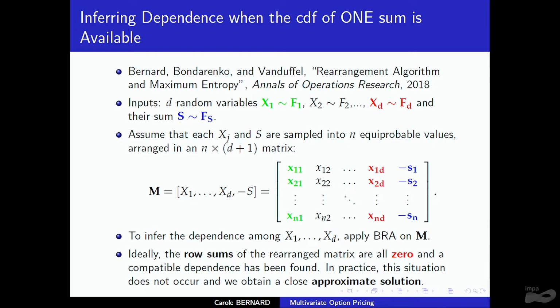In practice, because of the discretization, you will never get exactly 0, but you'll get things that are of the order of 10 minus 5, 10 minus 6. So it will be very small, and statistically, you will not be able to reject that the distribution that you find here between x1, x2, xd will produce the distribution of the sum that you want.